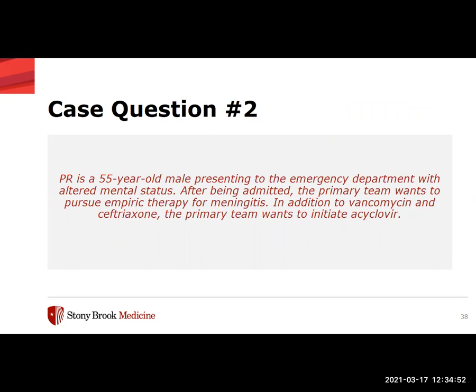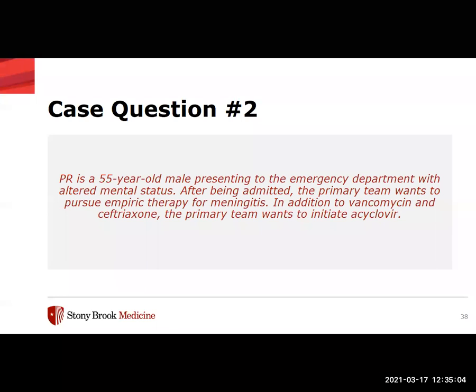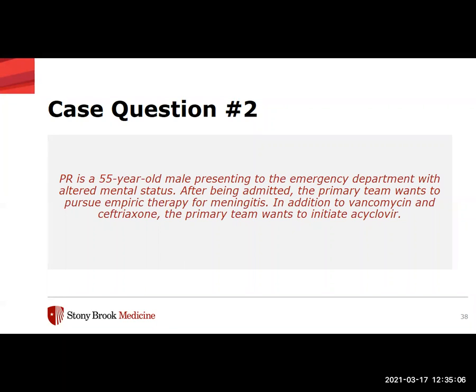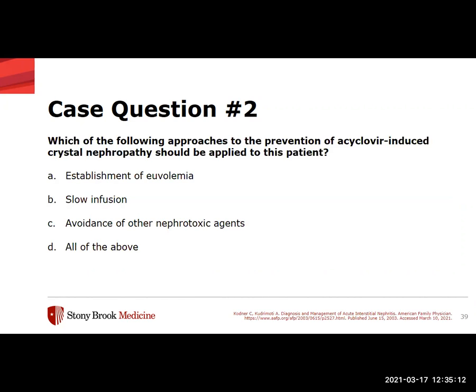Okay, so now we'll review a second patient case. PR is a 55-year-old male presenting to the emergency department with altered mental status. After being admitted, the primary team wants to pursue empiric therapy for meningitis. In addition to vancomycin and ceftriaxone, the primary team wants to initiate acyclovir. So which of the following approaches to the prevention of acyclovir-induced crystal nephropathy should be applied to this patient?